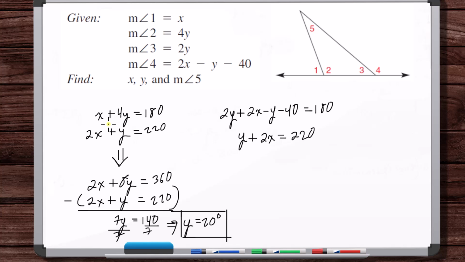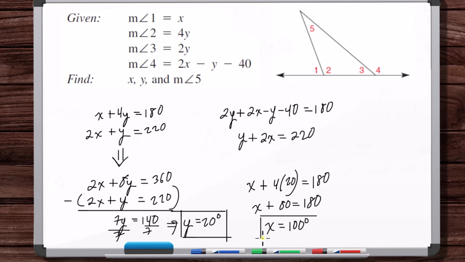Okay, now plugging y back into this first equation, so you have x plus 4 times y is equal to 180. So x plus 20 times 4, which is 80, is 180. Subtract 80 from both sides, you get 100 degrees. Okay, now that's x and y, but what is the measure of angle 5?